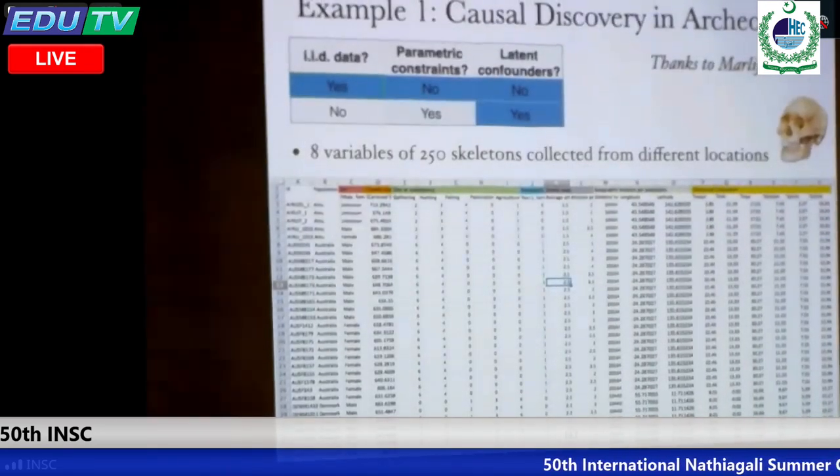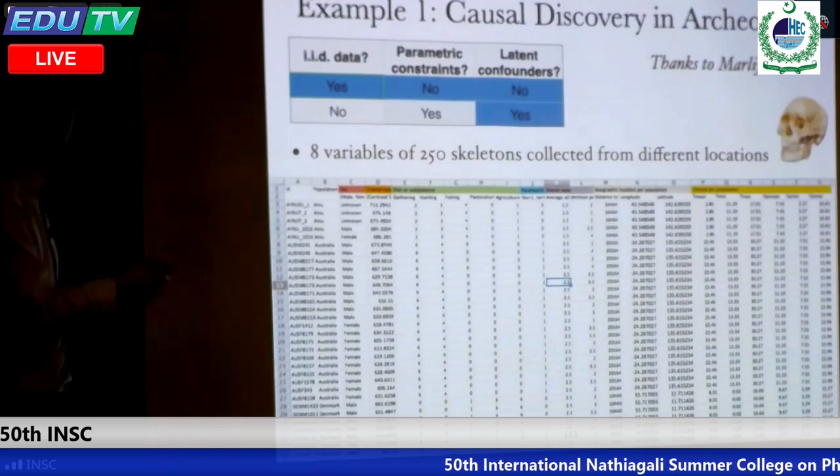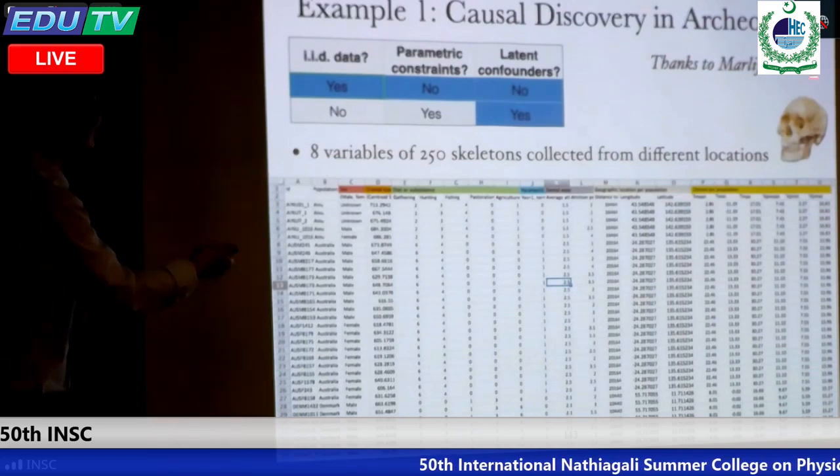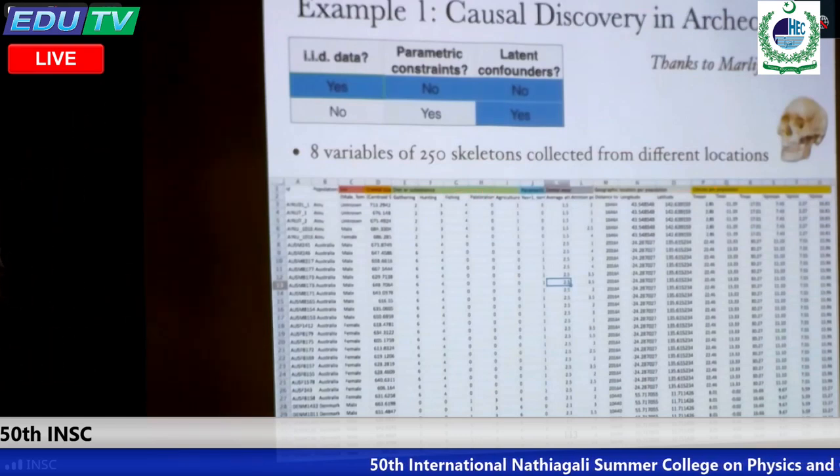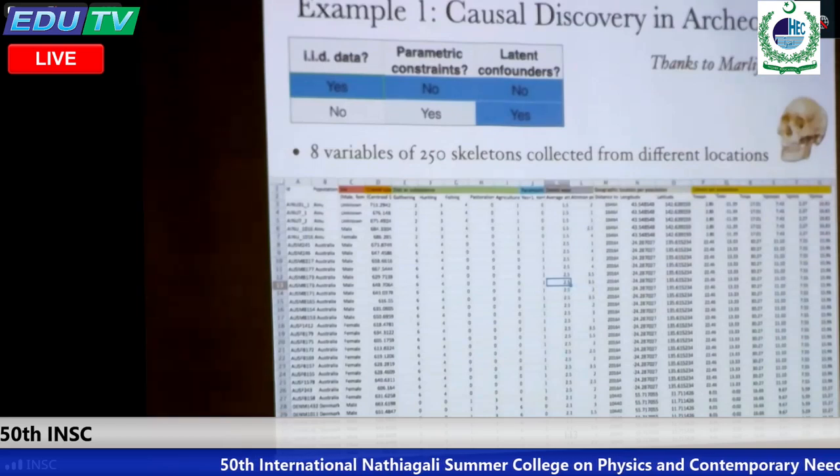Okay, now come the examples. The first example is in archaeology, from my collaborator, Marlin Nobeck, with a very nice last name, Nobeck. Let's go forward right here. She tried to understand the causal relations among a lot of features, because in archaeology, they try to see why we, as humans from different areas, look different, right? And they measure a lot of features and try to see why.